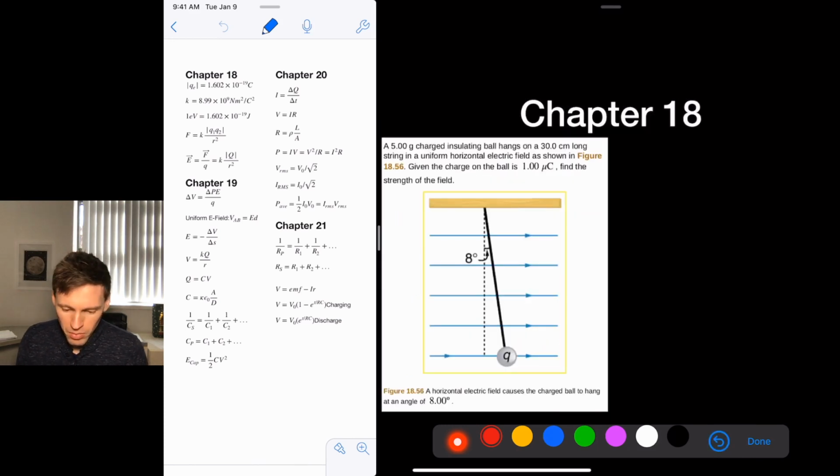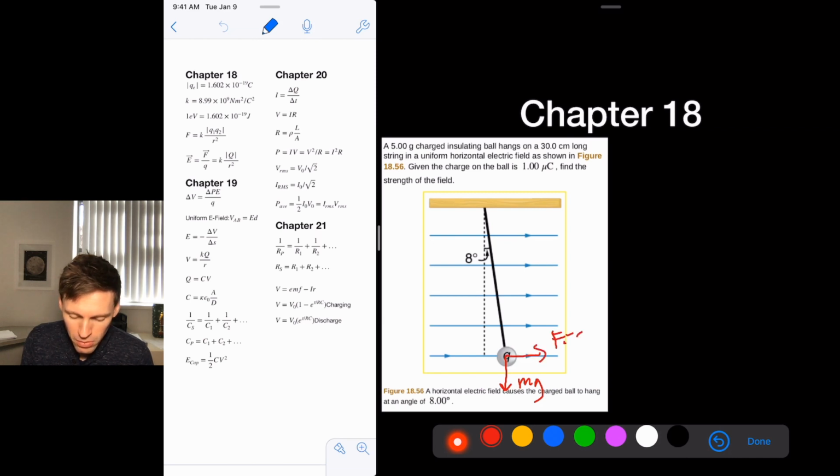Then we got a kind of tricky, hard one here. You've got this ball hanging in a uniform electric field. Given the charge is 1 microcoulomb, find the strength of the field. Okay, so there are 2 forces involved. So pause. You have gravity, mg, pulling down, and F is equal to QE, the force from the electric field. Balancing those 2 forces are the X component of the tension in the rope and the Y component of the tension in the rope, and then the net tension is up in that direction, T.